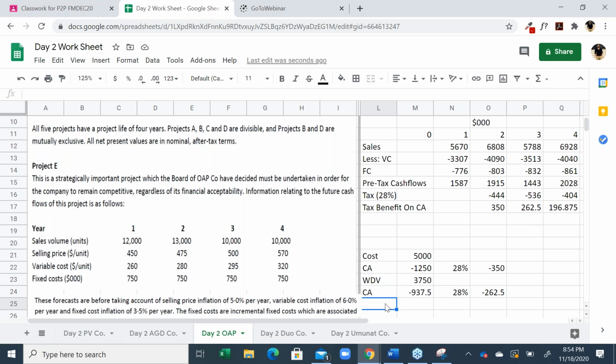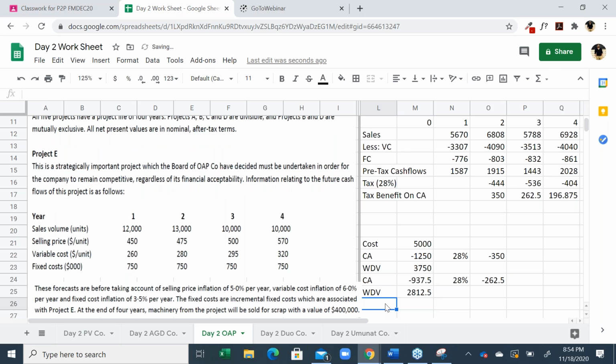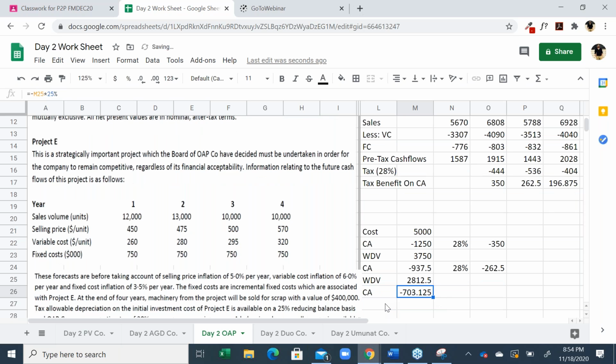Now for the third year, at the end of the second year, the WDV will be 3750 minus capital allowance, so 2812. Again, we have to calculate capital allowance for the third year, which will be equal to the WDV at the end of the second year into 25%. 703, same tax rate, and the same tax rate should be multiplied with the capital allowance to find out the tax benefit. See, it's the same, 196.875. So see how lengthy it is to do it in this way, and how easy it was doing it that way. So it will save a lot of time.